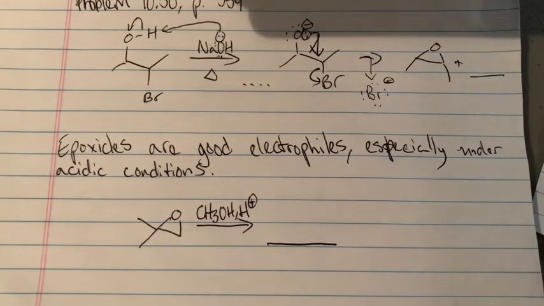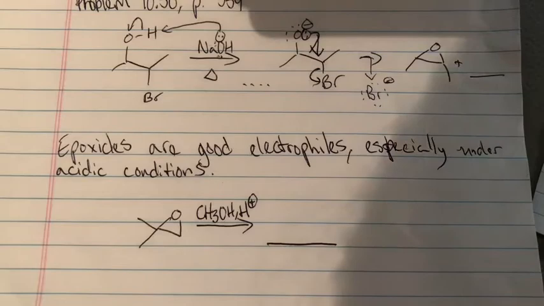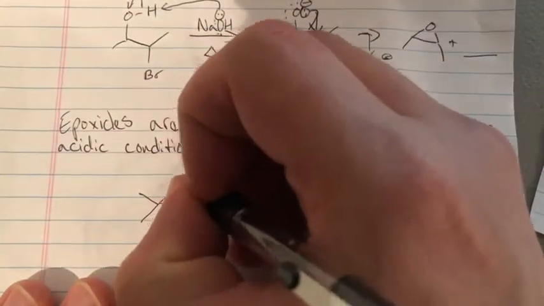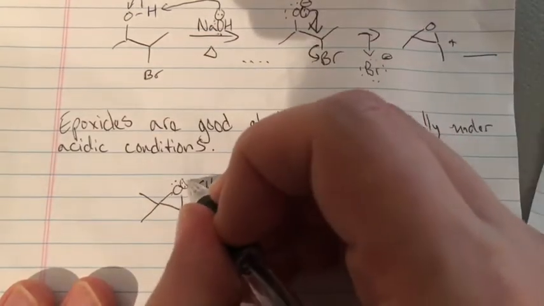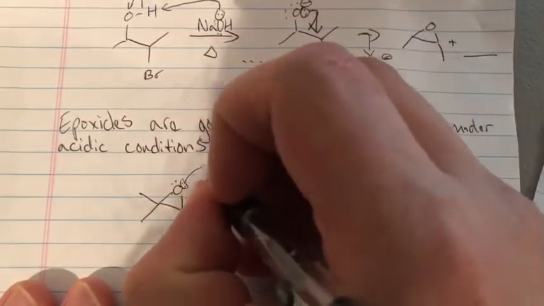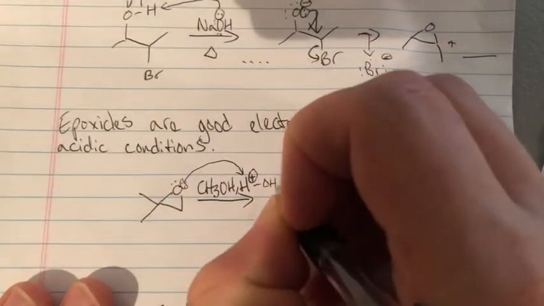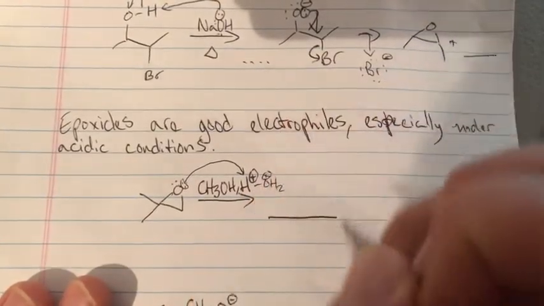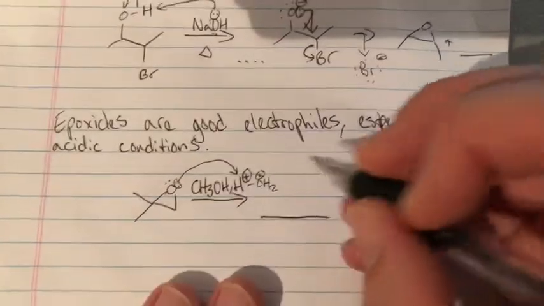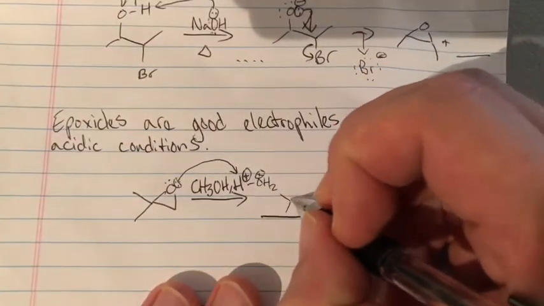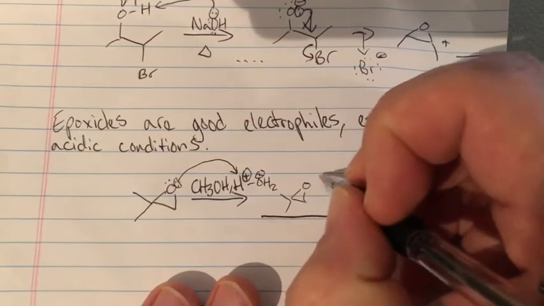The epoxide plays the role of an electrophile, especially under acidic conditions, because these lone pairs can still act as electrons that will coordinate to an H+. So this is coming off H3O+. Okay, and then we have this intermediate here.